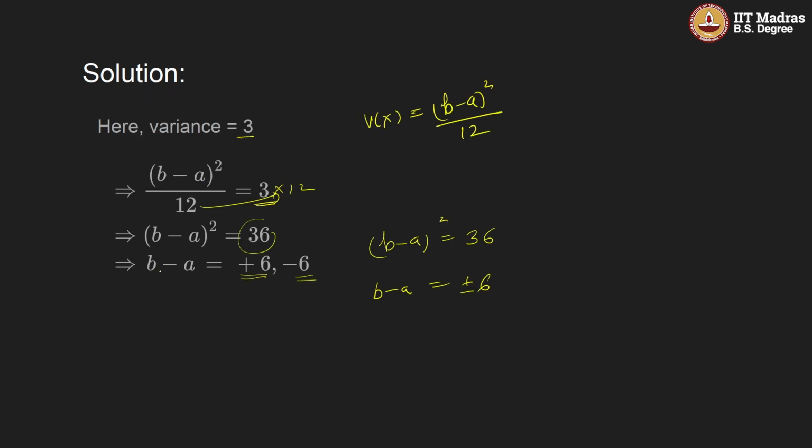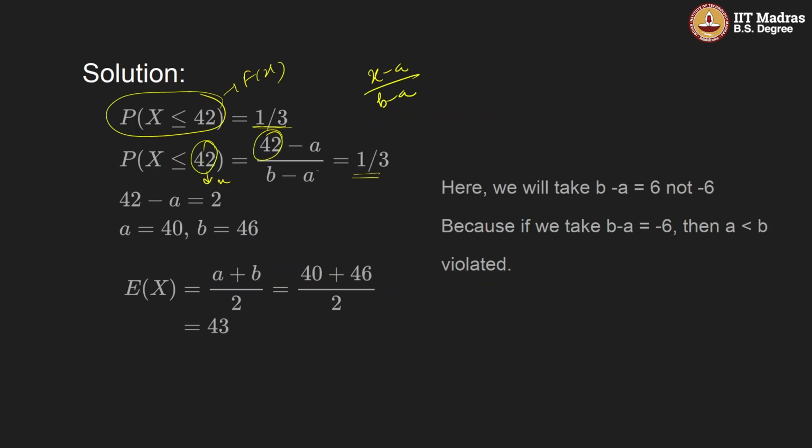So now, in the previous step we saw that b minus a is taking two values, plus 6 and minus 6, right? So we are putting here the value of b minus a as plus 6, because if we take b minus a as minus 6, then the condition that a is less than b will be violated. If b minus a is equal to minus 6, that means the value of a is bigger. But the condition is that a is always less than b, so this will not be satisfied. So we are only taking b minus a as plus 6.